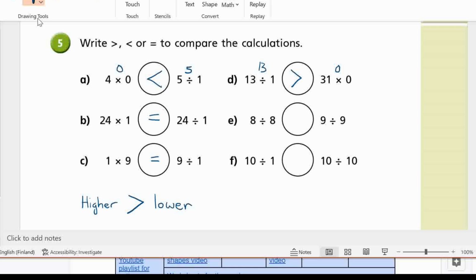8 divided by 8 or 9 divided by 9. Okay. Yeah, they're equal. Because what do they both make? 1, yeah? If you divide the number by itself, you get 1. Okay? Right, last one. 10 divided by 1 or 10 divided by 10. Well, actually, let's work it out first. What is 10 divided by 1? What does that make? Good. Right, 10 divided by 10 is what? 1. Okay, so you can see here that this is the larger number. Yeah, like that. Okay, right, moving on.